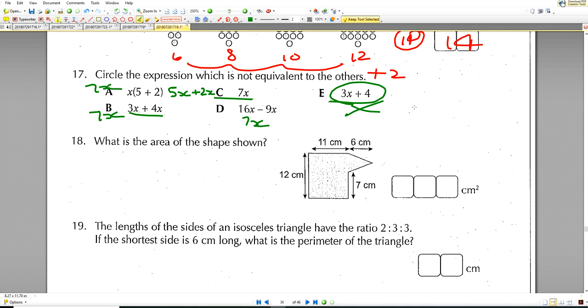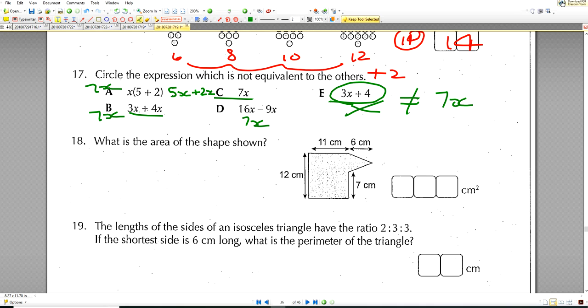This does not give you 7x. Because you cannot add 3x and 4. Because these are not like terms. It's like saying I've got 3 breads and I have 4 cucumbers. You can't add breads with cucumbers, they've got to be the same like terms.